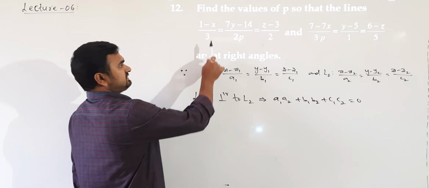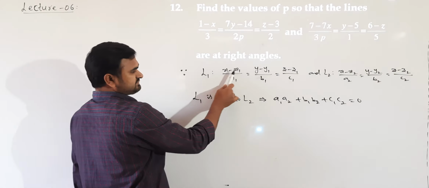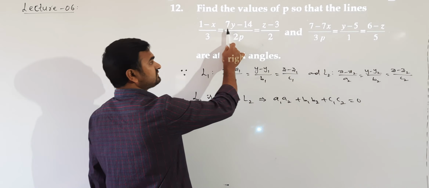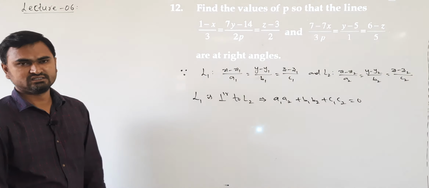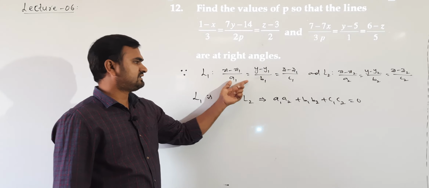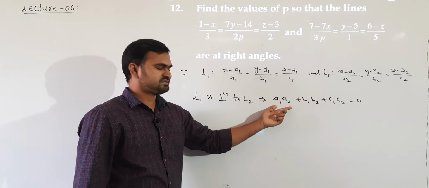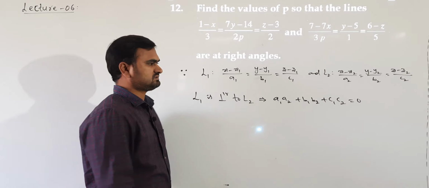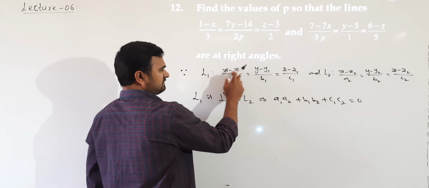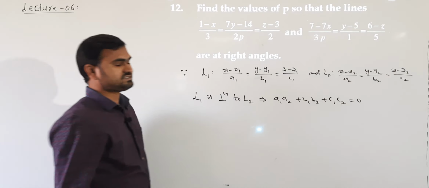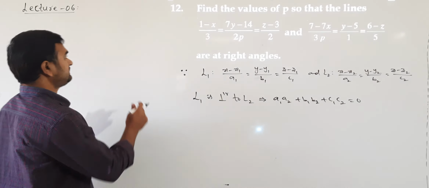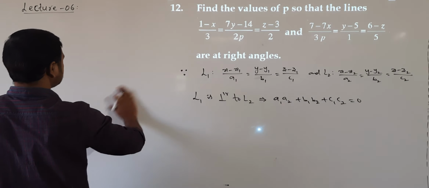But observe the lines here. Are they given in the standard form (x minus x1) by a1 equal to (y minus y1) by b1 equal to (z minus z1) by c1? The lines are not directly in the standard form. So first you have to simplify and write in this standard form, then only we can use this condition. The coefficients of x, y, z should be 1, so we make them 1 first by rearranging the given equations. Let us take the two given lines as L1 and L2.